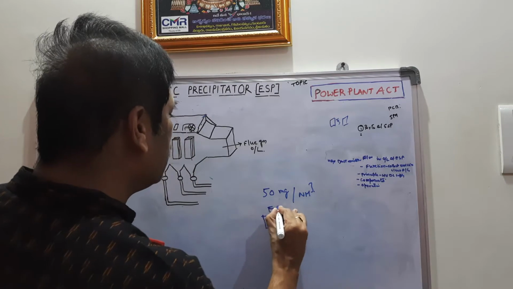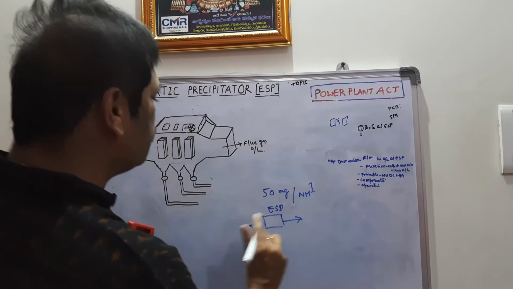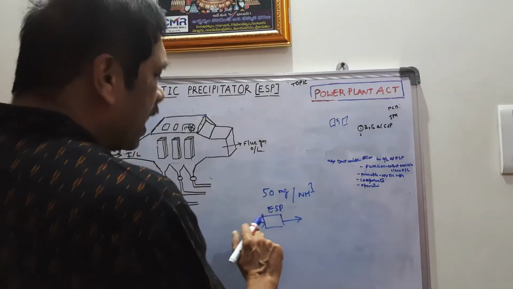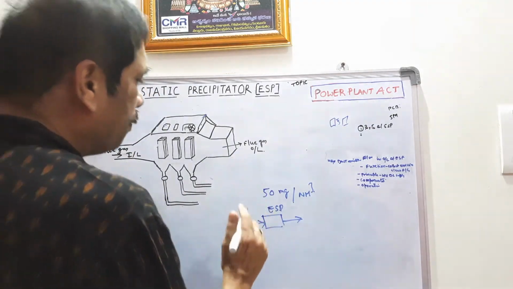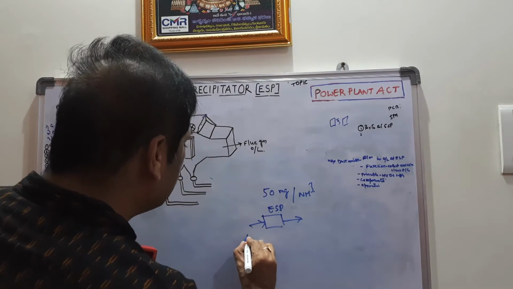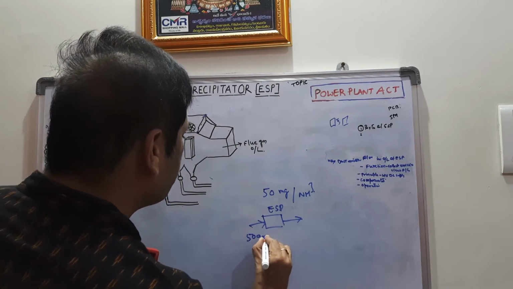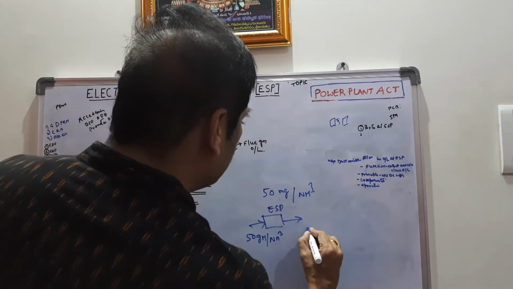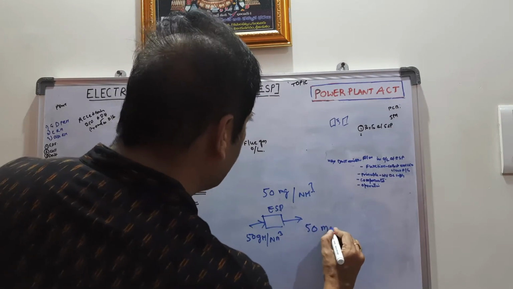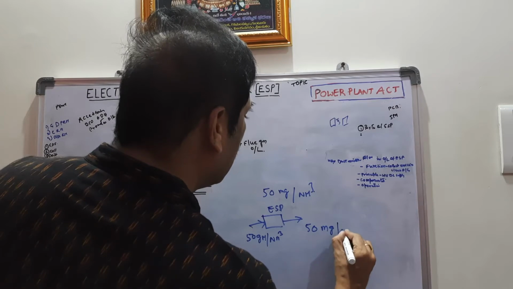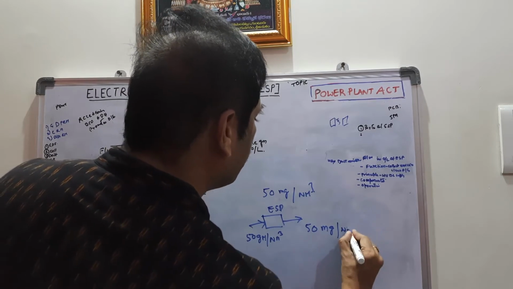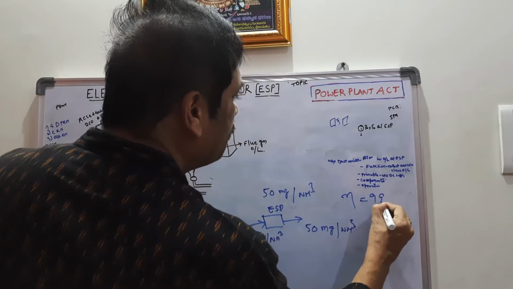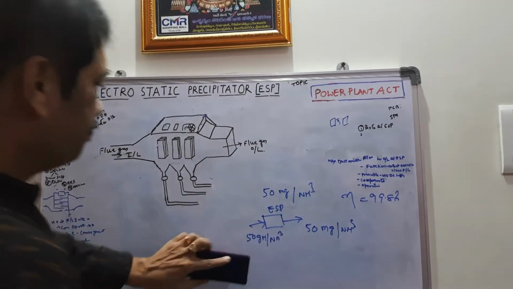suppose this is ESP, this is the inlet of the flue gas to ESP and the outlet of flue gas from ESP. The concentration of dust particles at the inlet to ESP, suppose it is 50 gram per Nm cube, and at the outlet of this ESP the dust concentration is 50 milligram per Nm cube, and the efficiency of ESP is 99.8%. Okay.